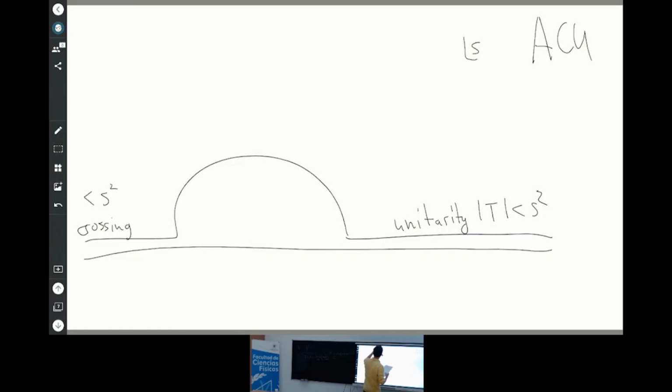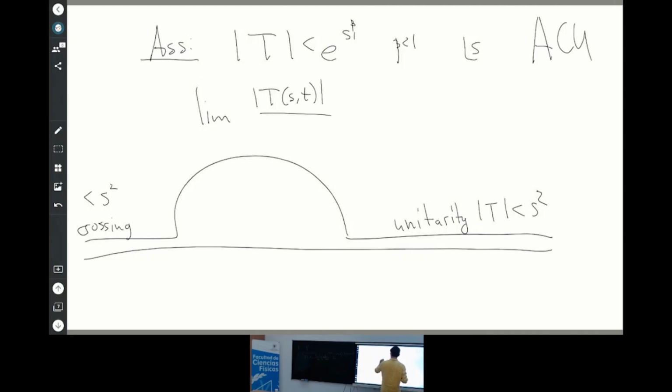by sub-exponentiality I mean that t here is less than e to the s to the beta, where beta is less than 1. So again, this is an assumption. I don't know how to prove it. So this picture suggests that we have this going to 0, and therefore we have a twice subtracted dispersion relation. And this is something that people have been using a lot recently to derive various consequences.